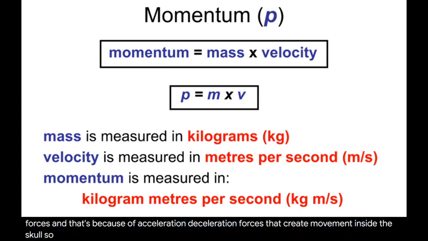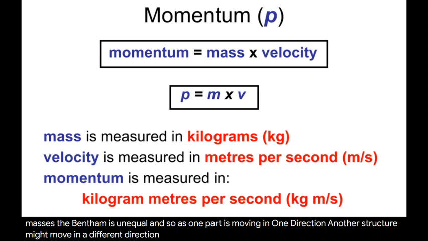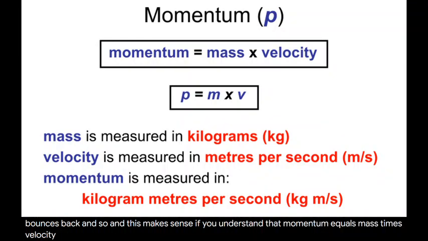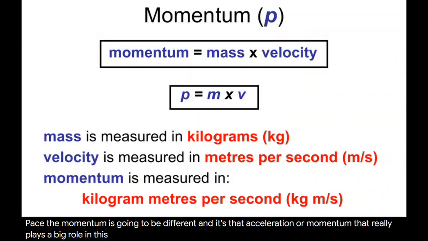Because there are different structures in the brain or in the cranium that have different masses, the momentum is unequal. As one part is moving in one direction, another structure might move in a different direction, or might still be moving in the opposite direction before it bounces back. This makes sense if you understand that momentum equals mass times velocity. Something that weighs more and is more dense, even if they're moving at the same pace, the momentum is going to be different. And it's that acceleration or momentum that really plays a big role in these injuries.